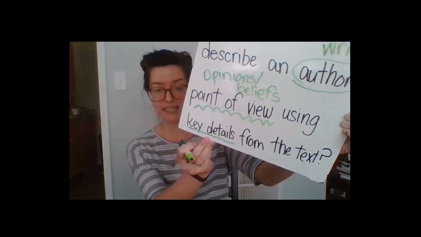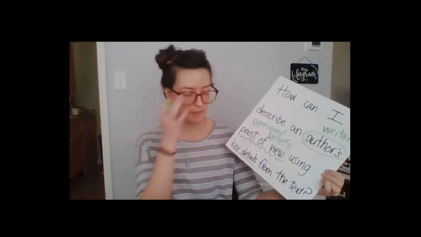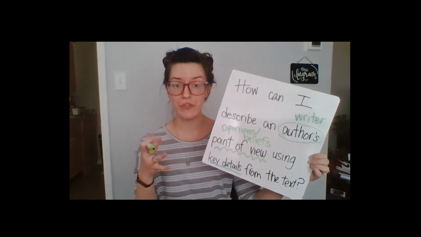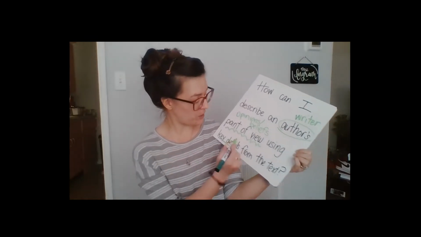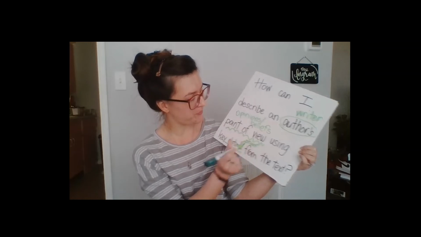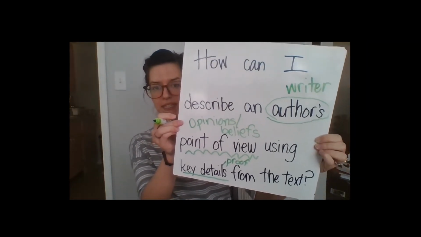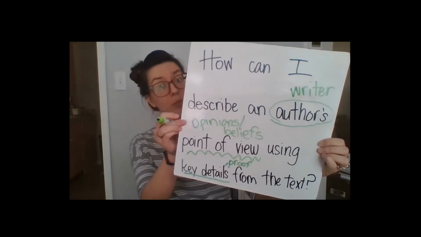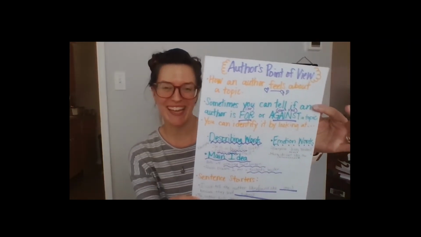Now, what is a key detail in this example? Like, what would that mean? That means that we are looking for proof. We are looking for things that show that what we said is correct. So our details are our proof. So we are looking to describe the author, the writer's opinions and beliefs, their point of view, using evidence, our proof, from the text. And now it's time to go over our anchor chart.